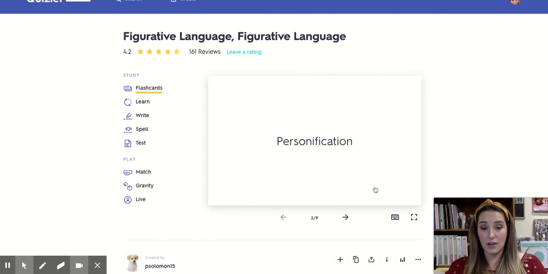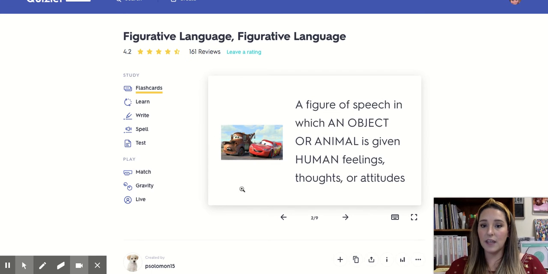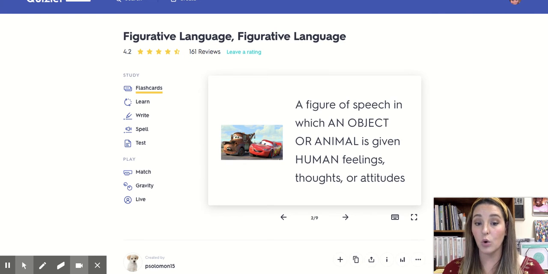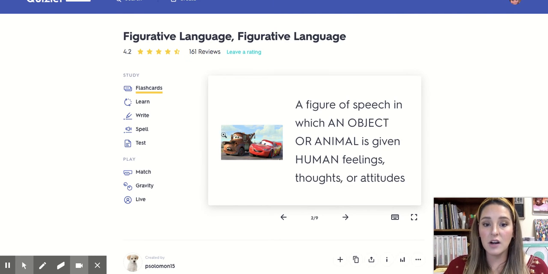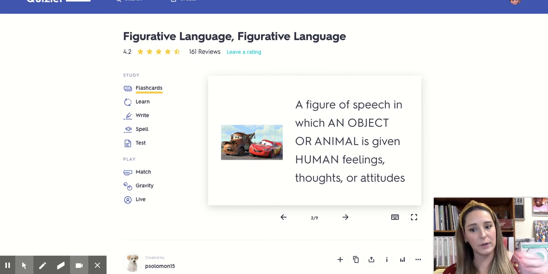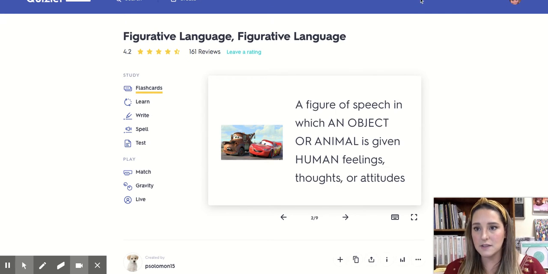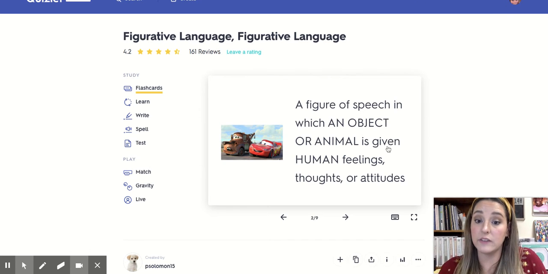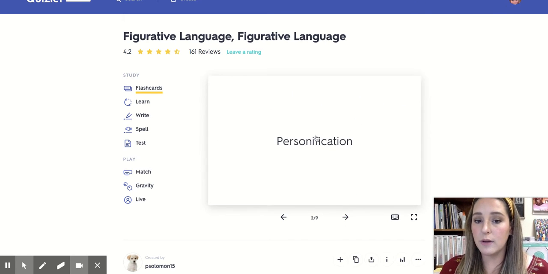All right, personification. I love the word personification because it has the word person in it. Personification is a figure of speech in which an object or animal is given human feelings, thoughts, or an attitude. The movie Cars personifies cars because they're doing what humans do. They're talking, they're speaking, they're looking, they're paying for items, they are shopping in stores, they are driving from place to place. Even though they still do car things, they're essentially having human feelings, thoughts, and attitudes. I always remember it, even though it's a tricky word. Personification has the word person in it.